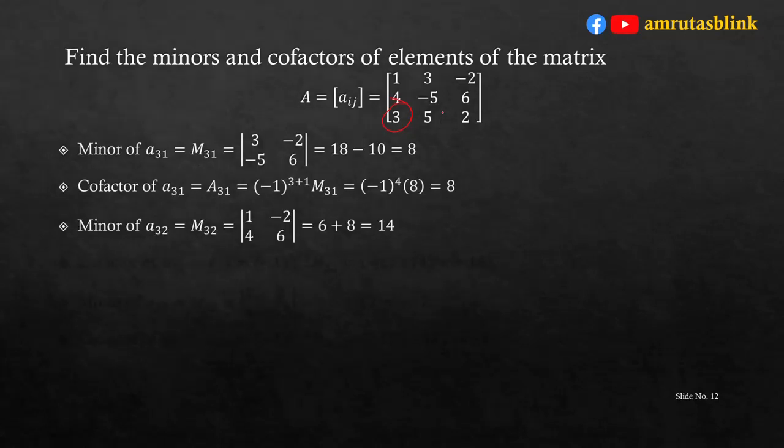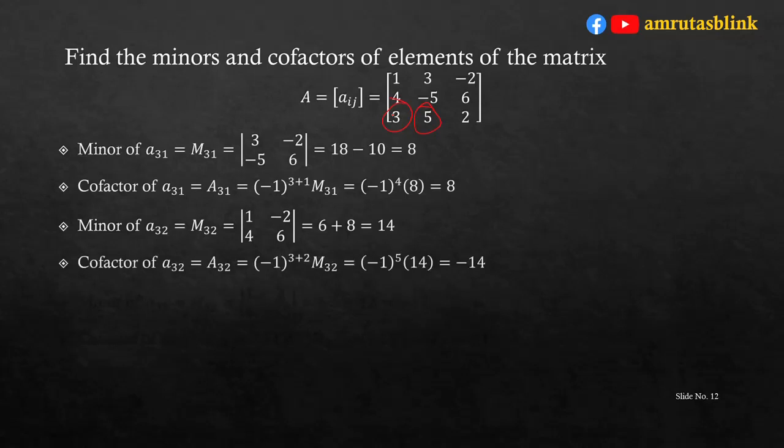Now, the minor of element A32 is the determinant 1, minus 2, 4 and 6. So, 1 into 6 is equal to 6, minus 2 into 4 is equal to plus 8. 6 plus 8 is equal to 14, and the cofactor of this element A32 is equal to minus 1 raised to 3 plus 2 into M32, that is minus 1 raised to 5 into 14, which is equal to minus 14.